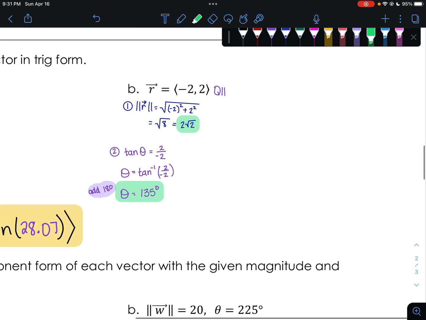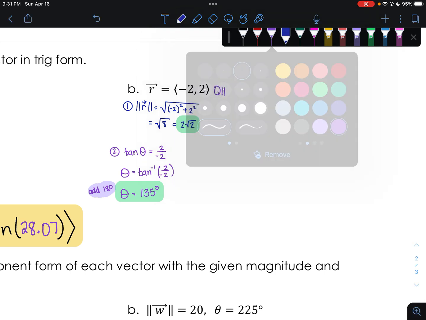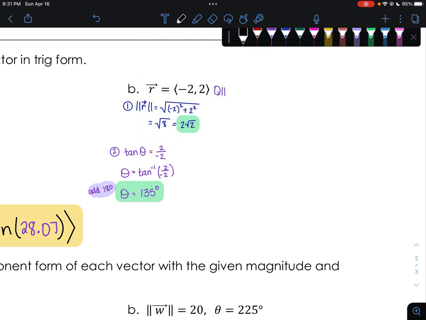So now that we've done that, we can go ahead and write our answer out. Remember, cosine goes first, sine goes second. So I have my magnitude of 2 rad 2 times cosine of my angle, which is 135.